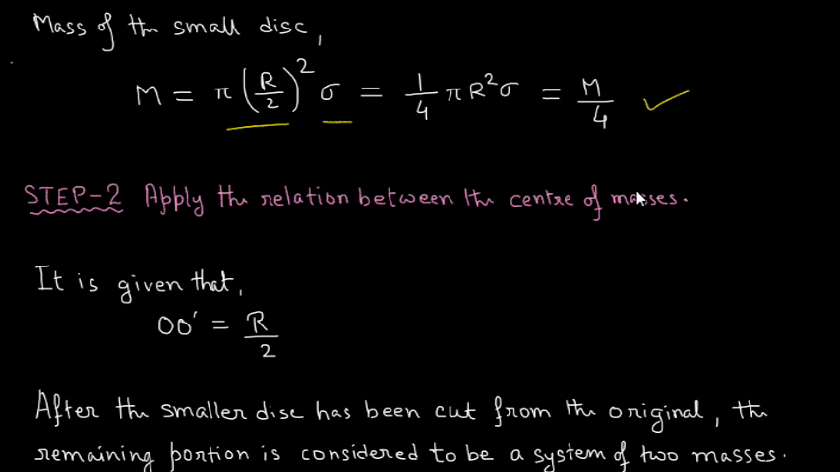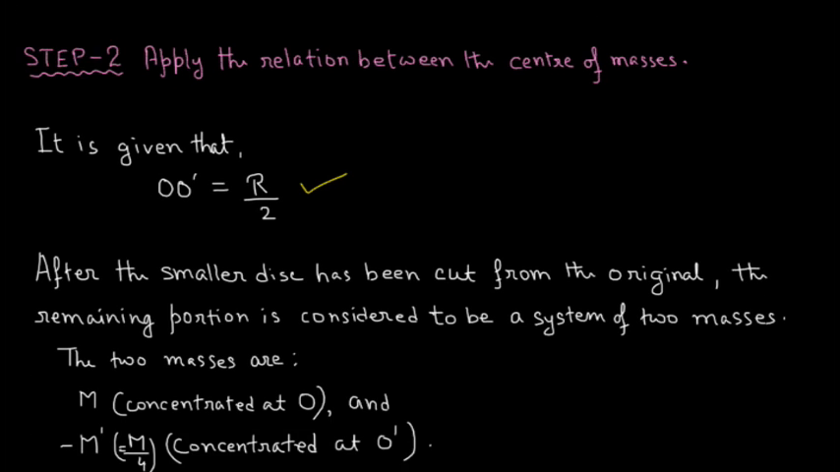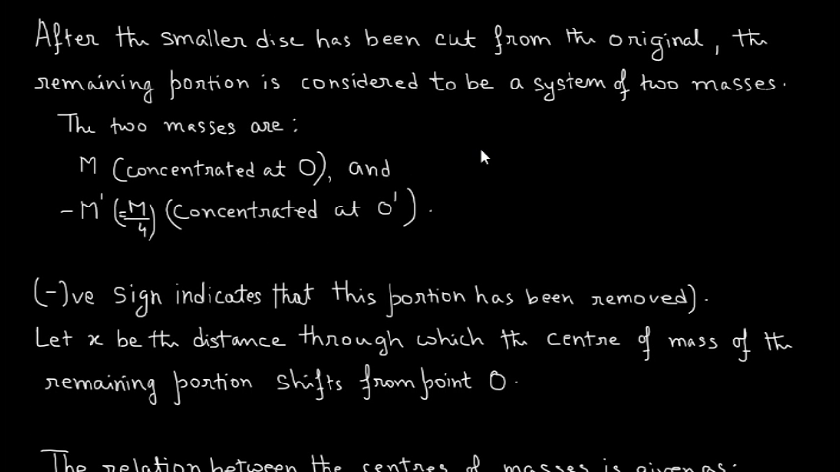Applying the relation between the center of masses, it is given that OO dash is equal to r by 2. So after the smaller disk has been cut from the original, the remaining portion is considered to be a system of two masses. The two masses are m concentrated at O and minus m, which is equal to m by 4, concentrated at O dash.